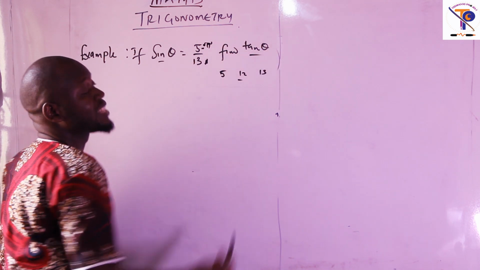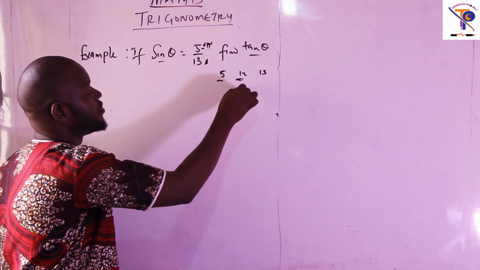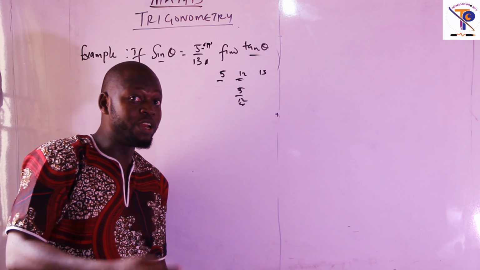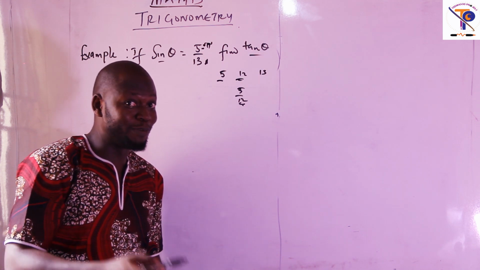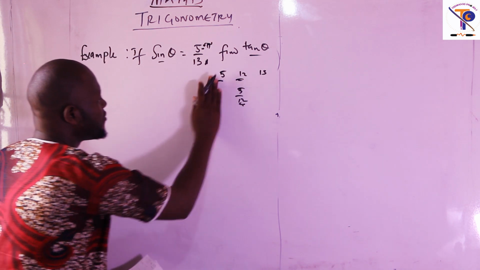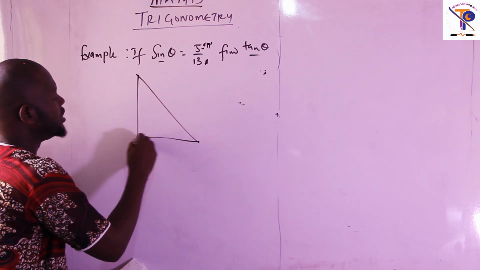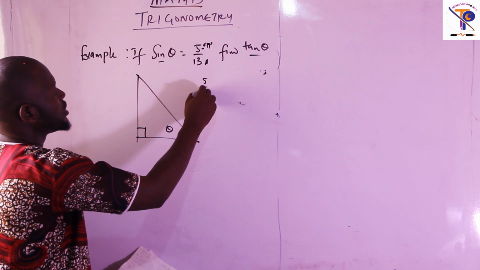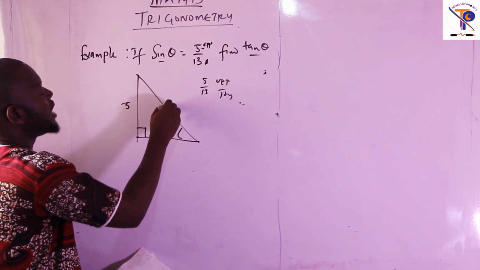So to have your tan theta, you know it's opposite over adjacent. That is 5 over 12. 5 over 12 is the answer to this without calculating. But if it is WAEC, if it is a theory question, they will need calculation, so please let us go through the calculation carefully. You will know definitely that you have to use this to get your theta with a right angle, and you were told 5 over 13, that is opposite against hypotenuse, 5 and 13.